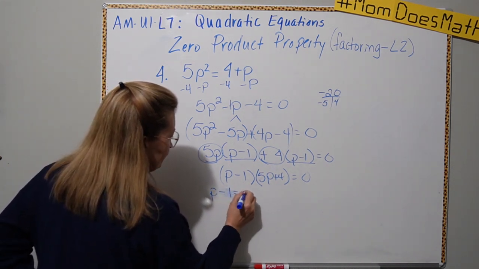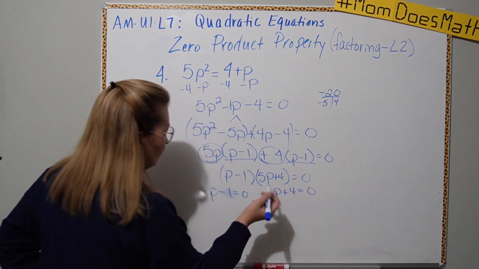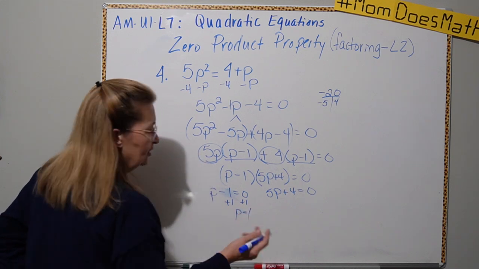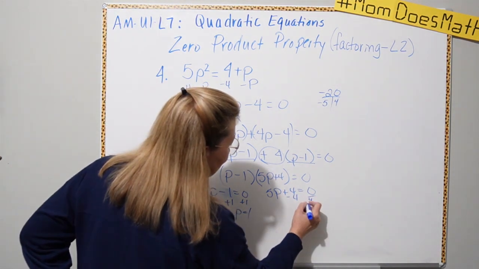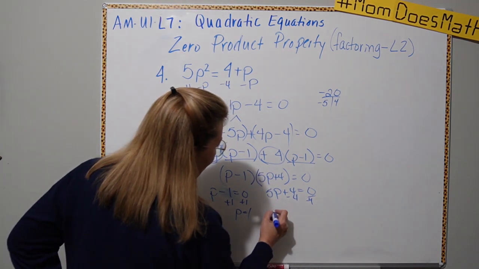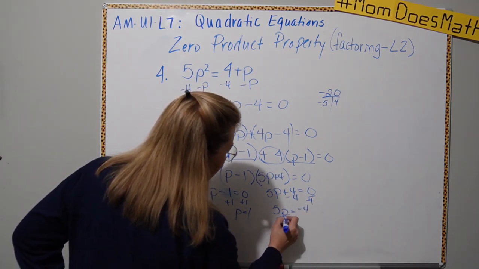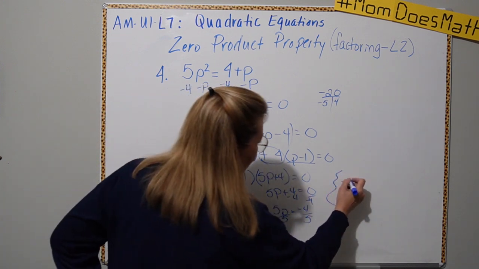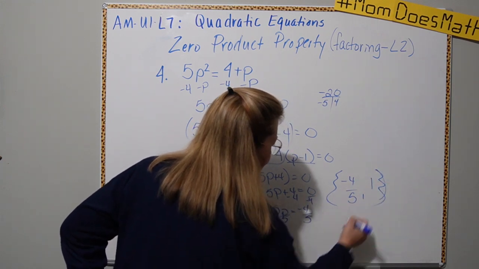P minus 1 is 0. 5p plus 4 is 0. And we're going to solve. Add 1 to each side. So p could be equal to 1. Subtract 4 from each side and then divide by 5. So that's going to be 5p is negative 4. Divide by 5. So my possibles there are negative 4/5 and 1.